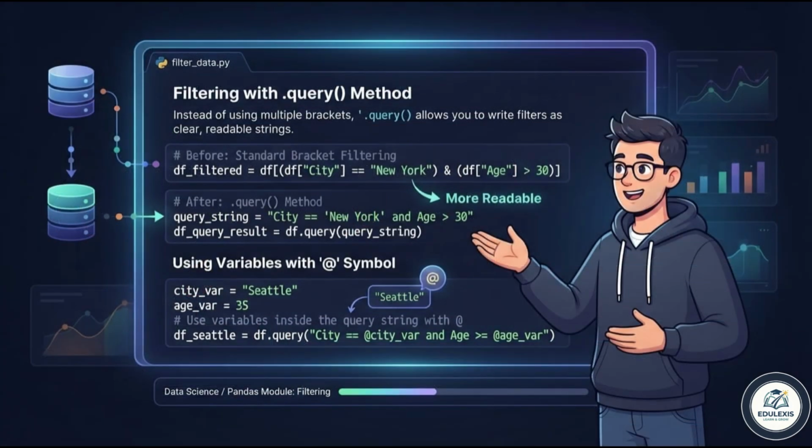There is a more readable way to filter, the .query method. It allows you to write filters as strings. Instead of all the brackets, you write df.query('city == "New York" and age > 30'). This is often cleaner and easier to manage, especially when you have many conditions. We will walk through how to use variables within query strings using the @ symbol.